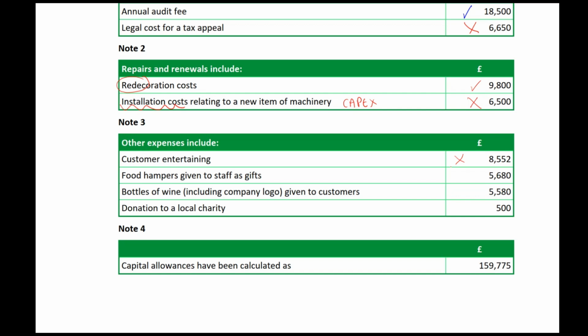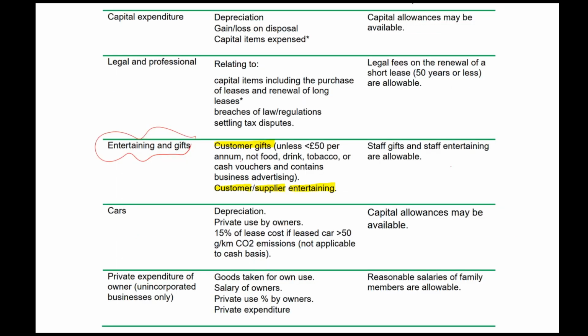Food hampers given to staff as gifts. Now you may immediately say, oh, food. I remember there's a rule about food. And it talks here about customer gifts. You're not allowed to make gifts to customers unless they cost less than £50. They can't be food, they can't be drink, they can't be tobacco, they can't be vouchers, etc. But the key there is that rule is for gifts to customers.